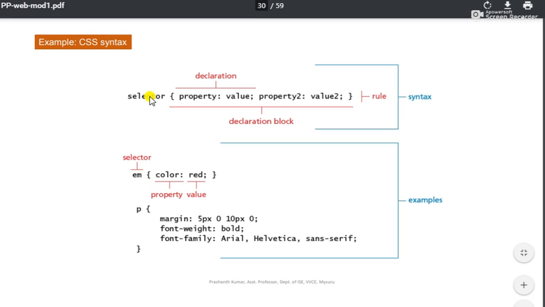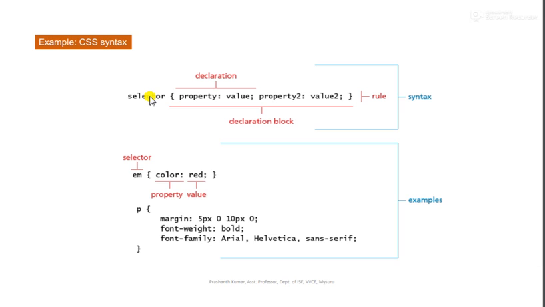Listen here, all of you. First, you have to mention the selector and then open curly braces. This one we call the declaration block. Inside this you mention the property, colon, value, and then you end with a semicolon. Below that you can write the next properties. You can enter any number of properties.